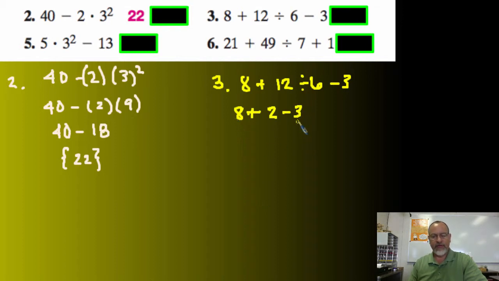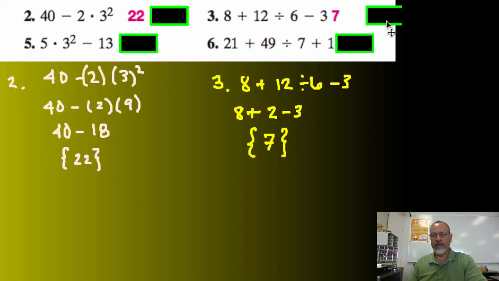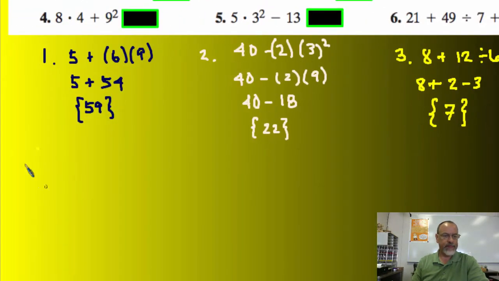All my multiplication and division is done, so now I can do my addition and subtraction. So this is 8 plus 2 then. That's 10 minus 3, which would be 7. So my simplified expression would be a 7. Alright, let's go down here to number 4. And again, you can stop watching as soon as you think you have it.